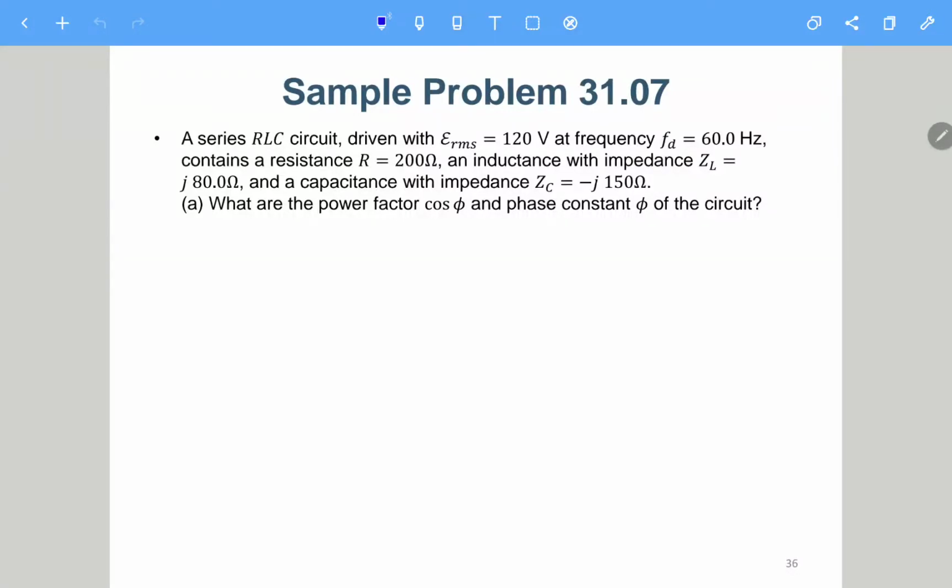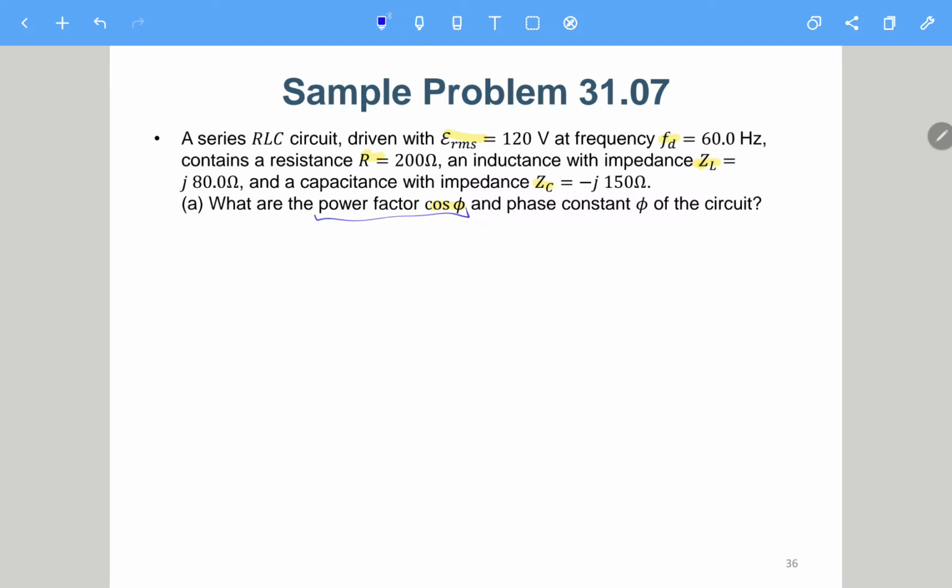Okay, here we look at a sample problem about the RLC and the root mean square value. So here it says a series RLC circuit driven with ERMS frequency FD consists of a resistance R, ZL, and ZC. What are the power factor cosine phi? Yeah, so actually this cosine phi is called the power factor.